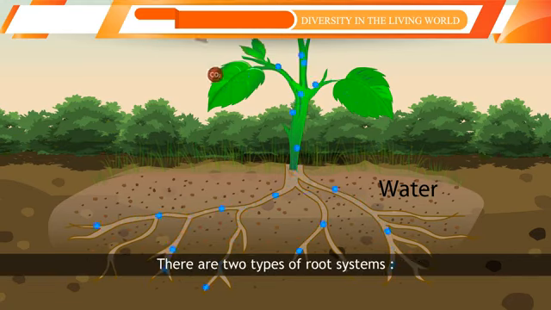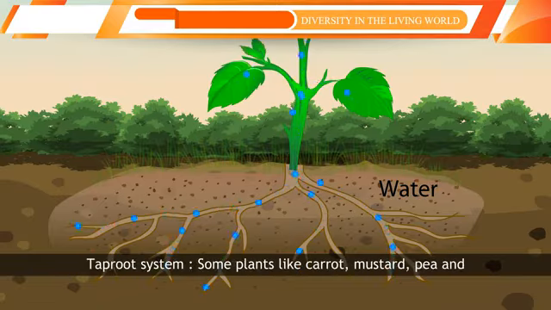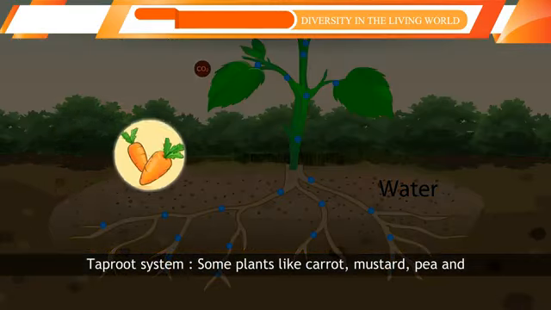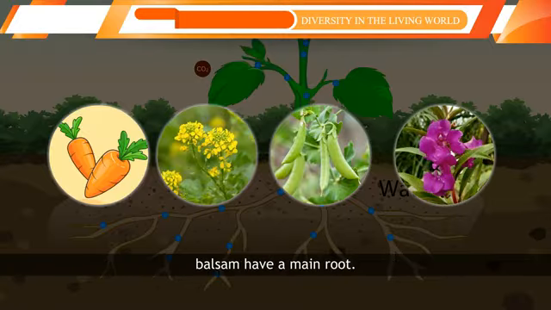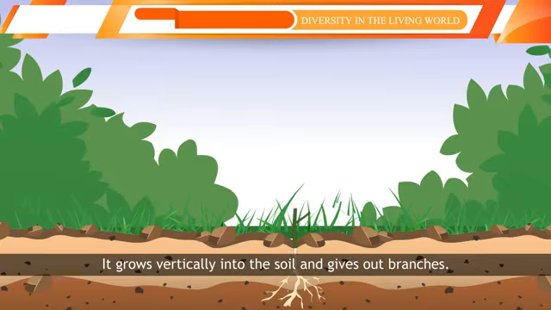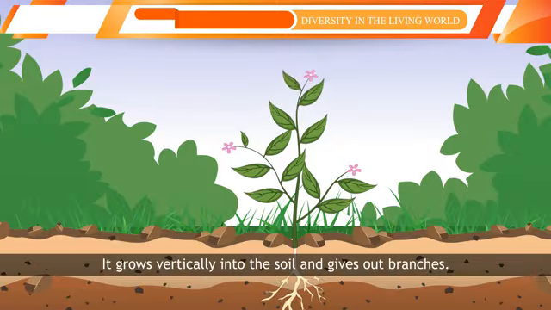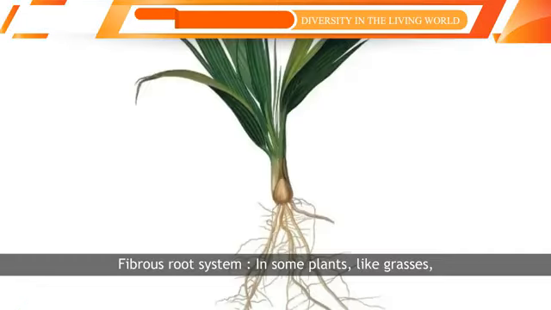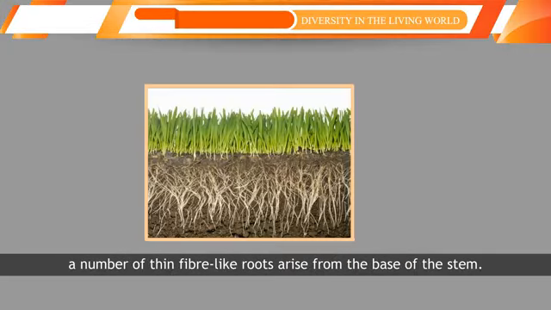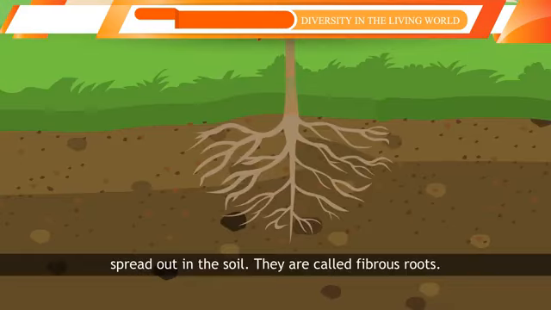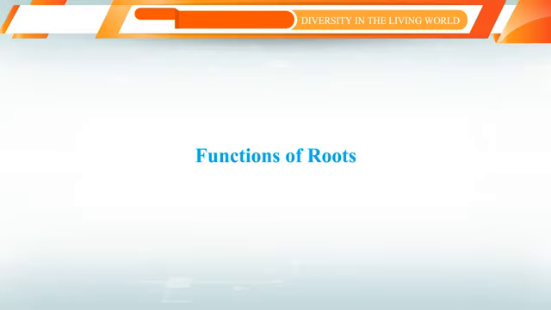There are two types of root systems. Taproot system. Some plants like carrot, mustard, pear and balsam have a main root. It grows vertically into the soil and gives out branches. They are known as taproots. Fibrous root system. In some plants like grasses, a number of thin fiber-like roots arise from the base of the stem. They spread out in the soil. They are called fibrous roots.